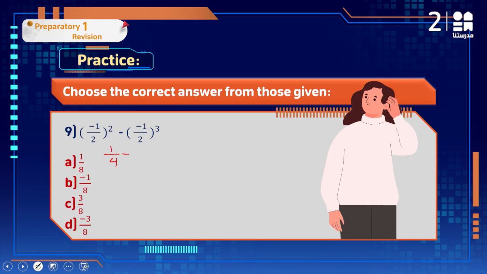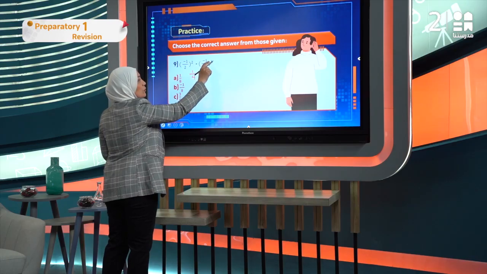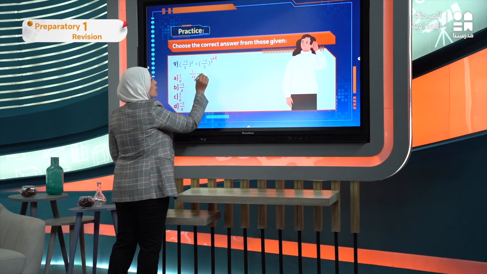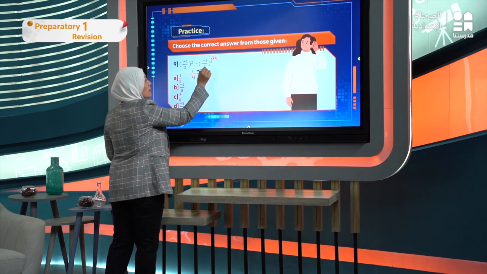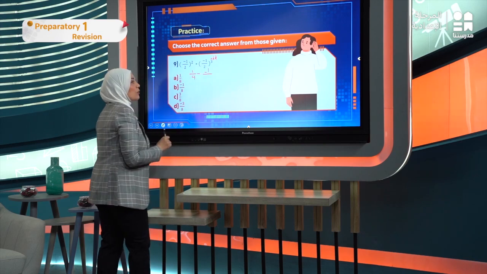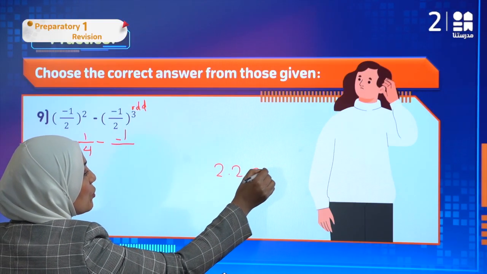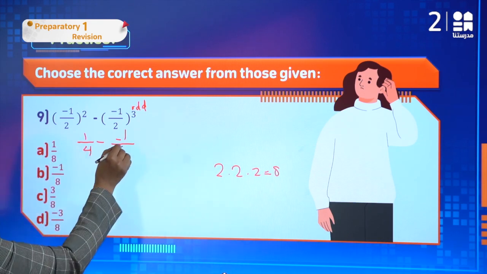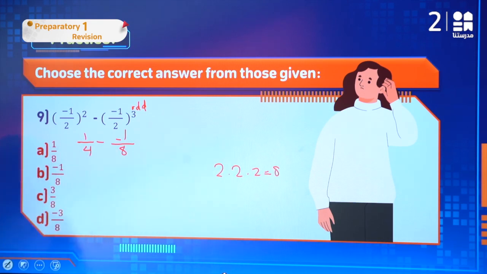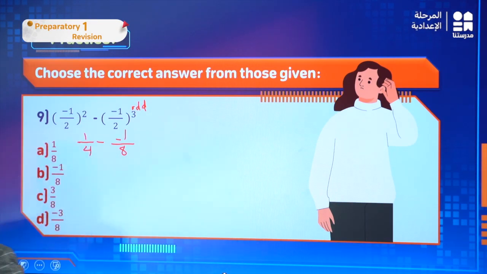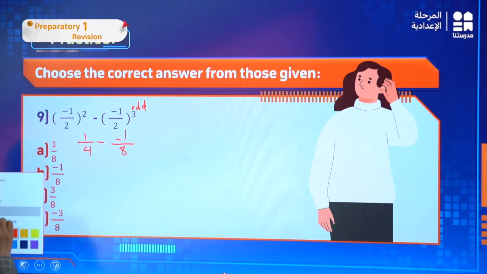The second one, negative 1 to the power of 3, the power here is odd, so it is negative as it is, 1. And 2 to the power of 3, not 6, it is 2 times 2 times 2, which is 8. So the correct answer here is negative 1 over 8. Now, I have fractions and I need to subtract the two rational numbers.